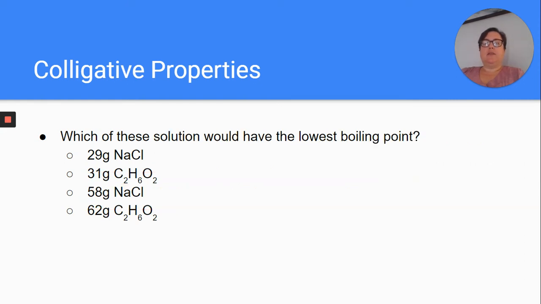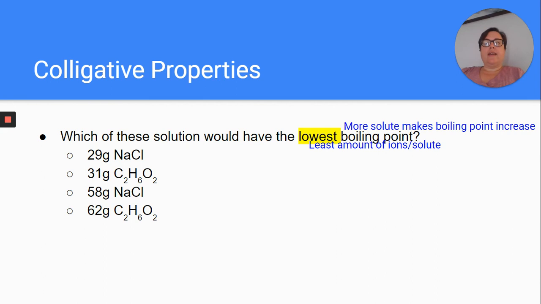Which of these would have the lowest boiling point? I'm focusing on boiling point. I know it's boiling point elevation, so the boiling point is going to go up as I add solute. This time I want the lowest. If I add solute and I add solute and I add solute and the boiling point's going up, then the lowest is going to contain the least amount of solute this time.